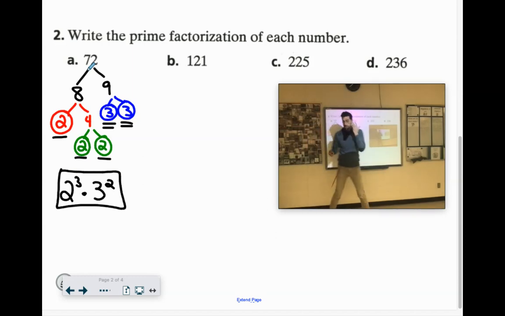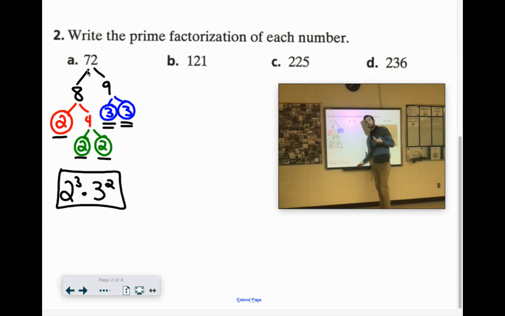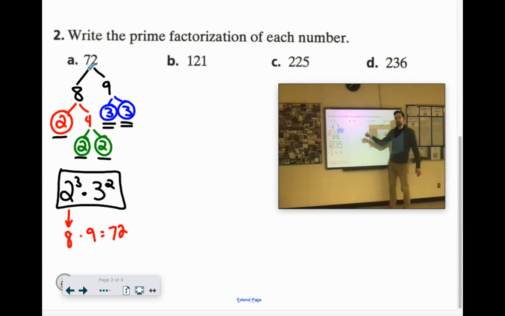Great, that's it. Now one thing you can also do, like if you were having a quiz and you had a little extra time, 2 to the third means 2 times 2 times 2. And 2 times 2 times 2 would give you 8. 3 squared is 9. And then 8 times 9 would give you 72. You can also probably put it into most calculators exactly like that, and it'll tell you 72 as well.